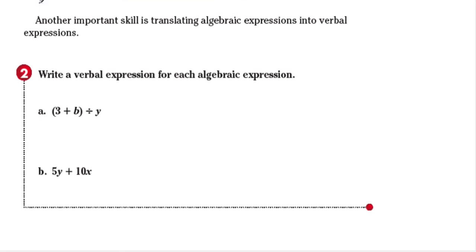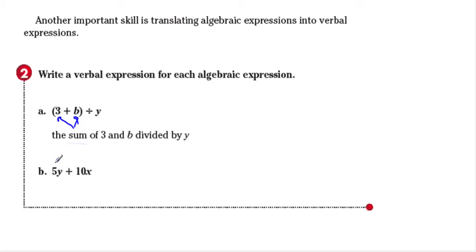Good. Example 2. Another important skill is translating algebraic expressions into verbal expressions. Write a verbal expression for each algebraic expression. You have the quantity 3 plus b divided by y. You can say that this is the sum of 3 and b divided by y. I'd like to call your attention to the word sum. The word sum basically is a clue that you are going to create parentheses.